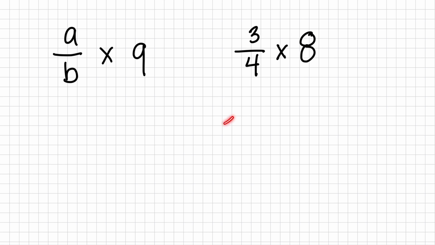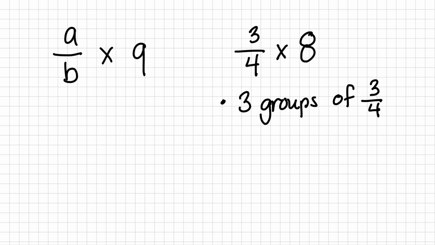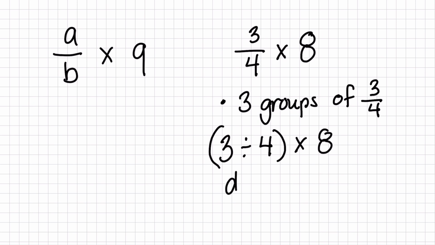So in this case, I have 3/4 times 8. I could think of this as 8 groups of 3/4. That's one way I can interpret this with our multiplication. But in our last lesson, we also talked about division being seen in a fraction. So I could also express this 3/4 as 3 divided by 4 and then multiplied by 8. So there's some division and multiplication. There are two operations here.